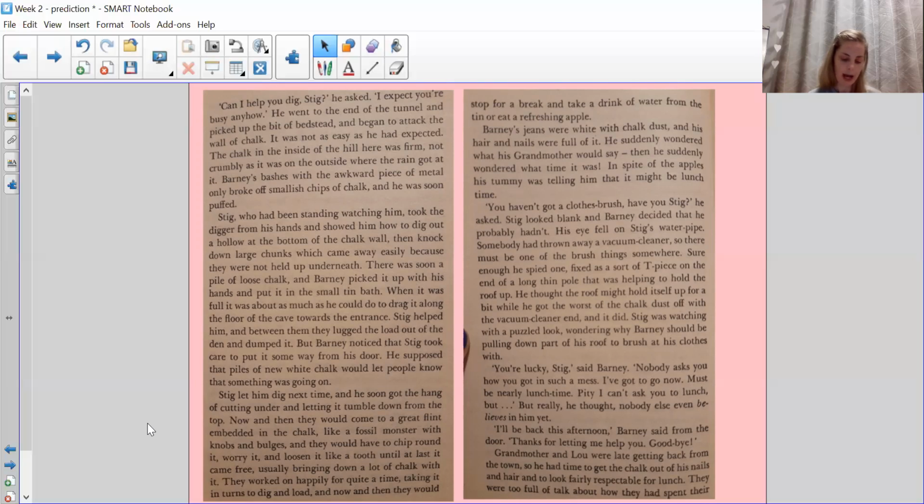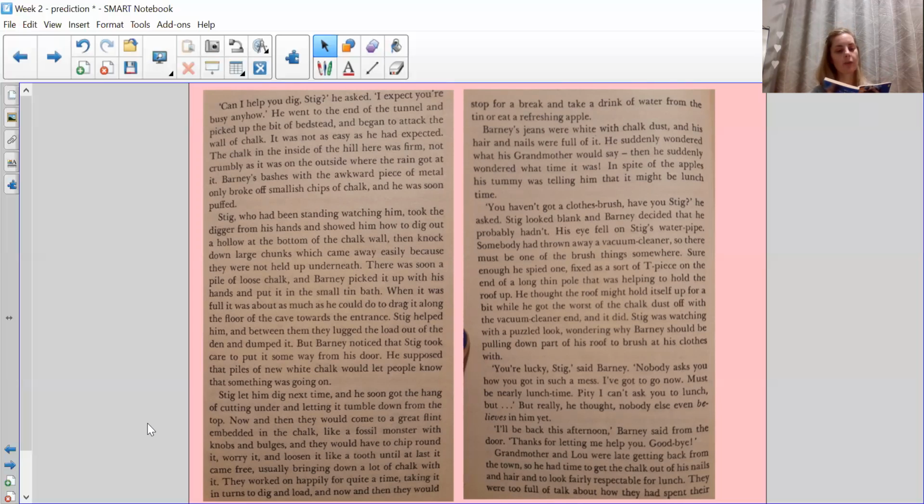from the top. Now and then they would come to a great flint embedded in the chalk, like a fossil monster with knobs and bulges, and they would have to chip round it, worry it, and loosen it like a tooth until at last it came free, usually bringing down a lot of chalk with it. They worked on happily for quite a time, taking it in turns to dig and load, and now and then they would stop for a break and take a drink of water from the tin or eat a refreshing apple.